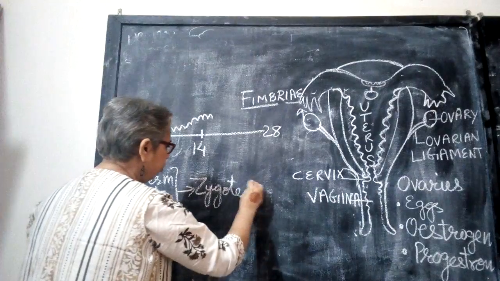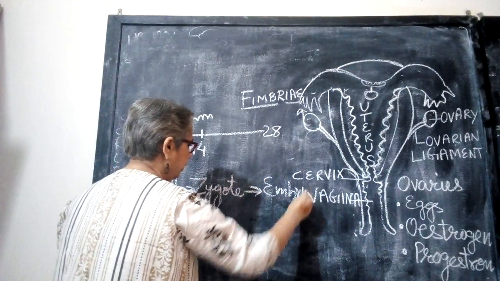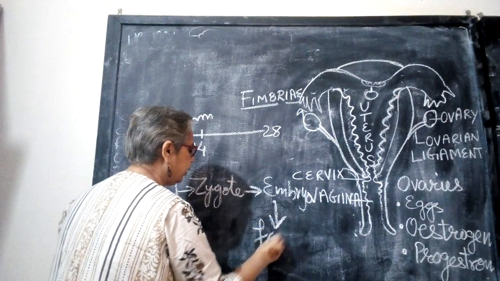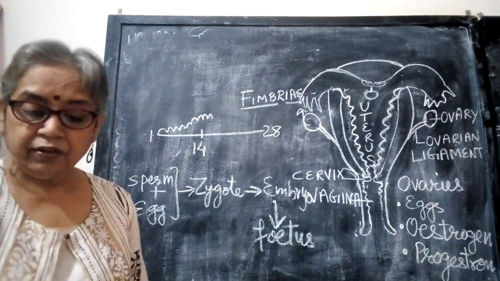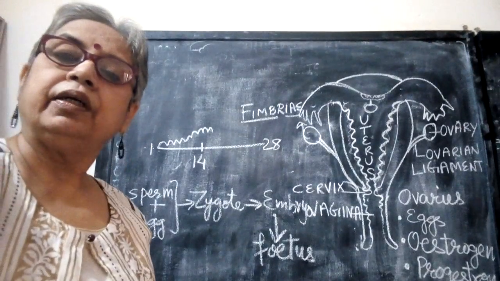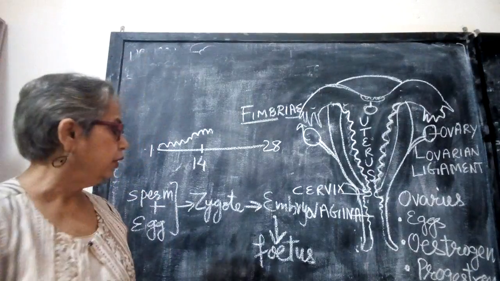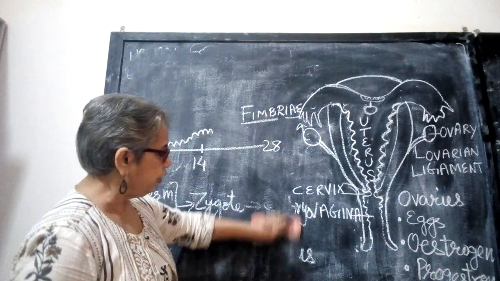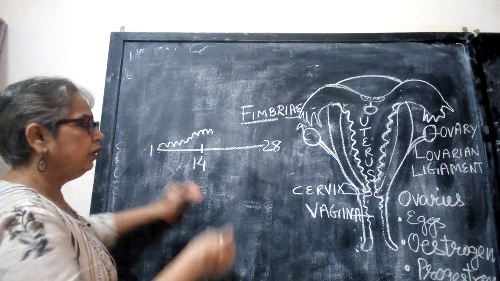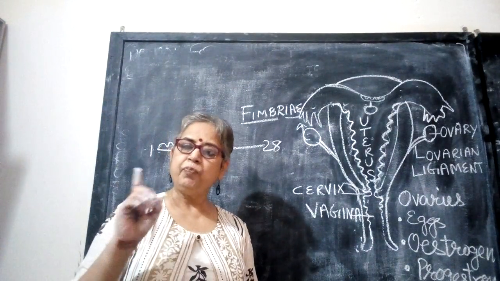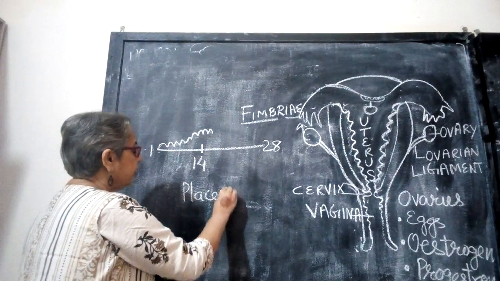Then the zygote gets converted into an embryo, and the embryo gets converted into a fetus. The fetus gets nutrition from the mother, because the fetus is not capable of having its own food. So the fetus gets nutrition from the mother through the umbilical cord with the help of the placenta. So what is the placenta? A disc-like structure.